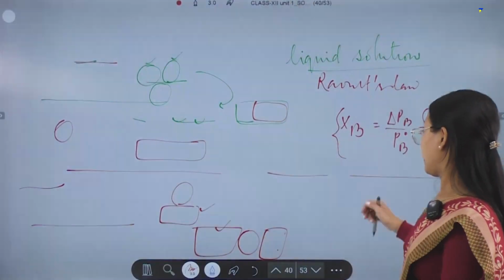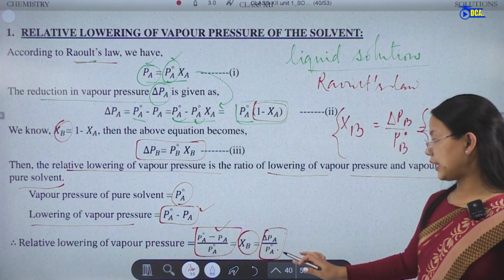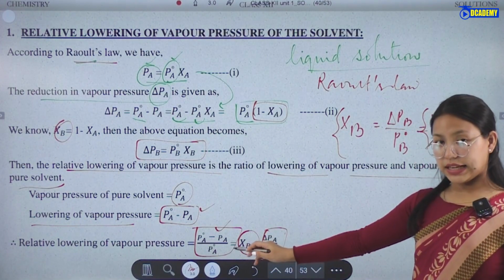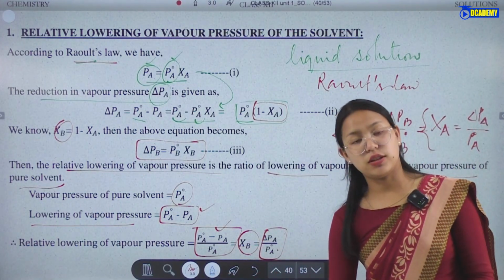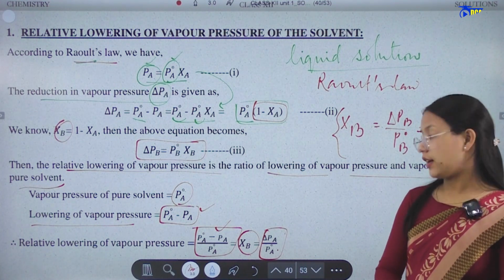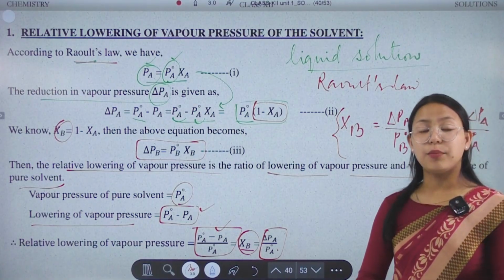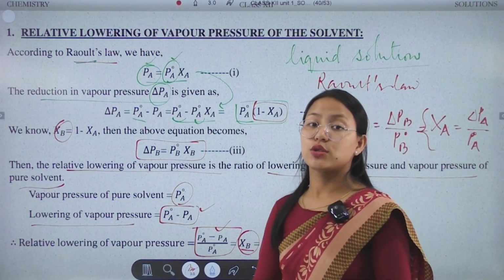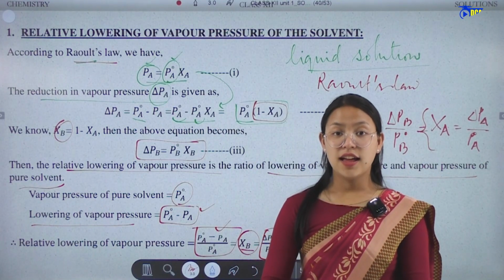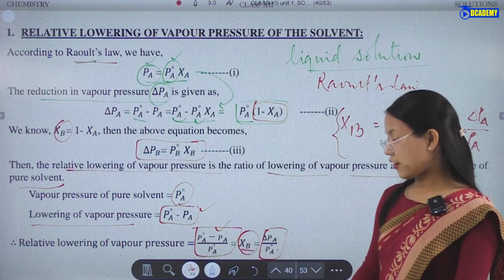That means (PA naught minus PA) divided by PA naught is the expression, and it equals the mole fraction. The mole fraction is also XB, of component B, that means the solute. It does not depend on the vapor pressure of the solution, it depends on the solute. We have the proof for it.